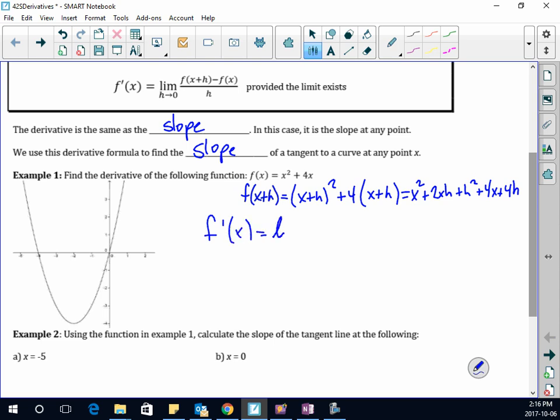So that is equal to the limit as h goes to 0 of f of x plus h, which I just figured out was x squared plus 2xh plus h squared plus 4x plus 4h. And then we have to subtract f of x. So I'm going to subtract, in brackets, what is f of x? x squared plus 4x.